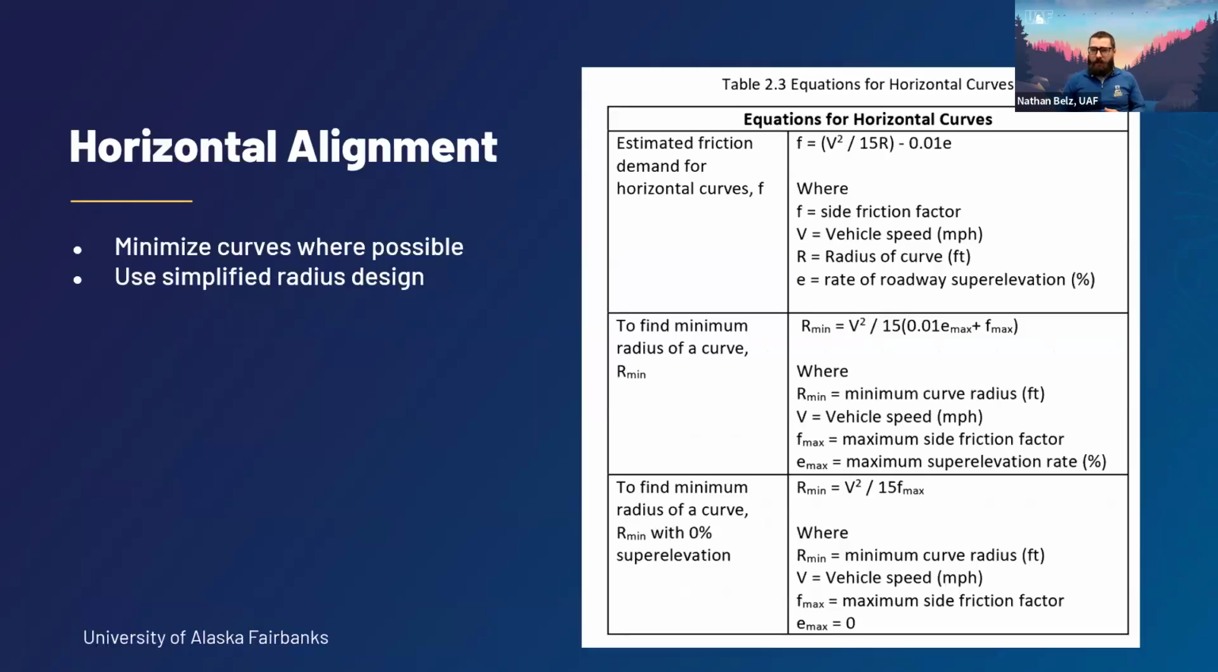In terms of horizontal alignment, this one's kind of just textbook. When possible, just minimize curves, but really just use the simplified radius design. So the equations on this slide here are relating the design speed to the minimum radius requirement. That's going to be impacted by the superelevation and the side friction factor. So we've also in the guide provided recommended radii for both paved surfaces and unpaved surfaces.